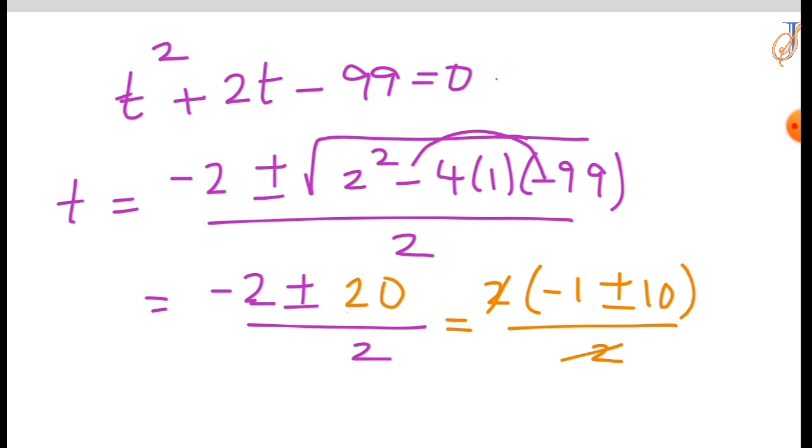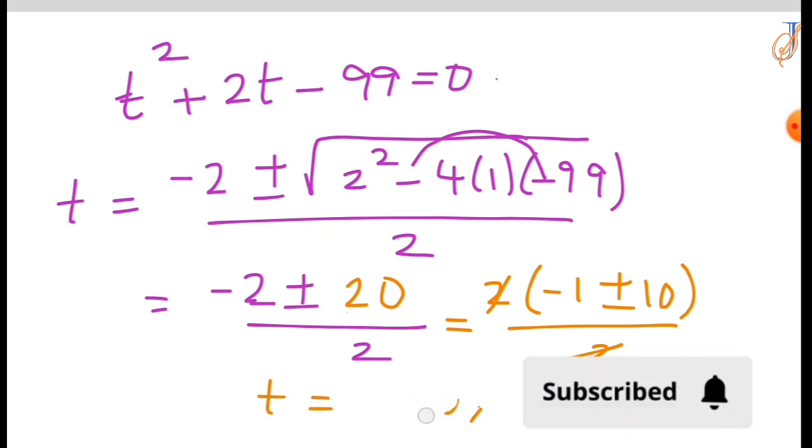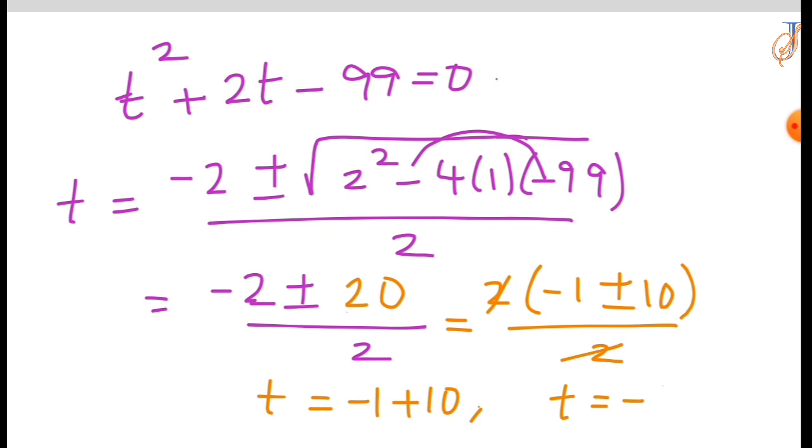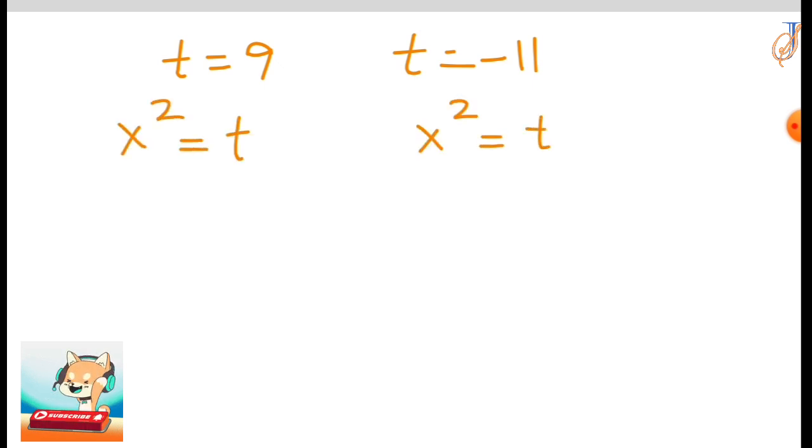Taking 2 as common, you are left with −1 plus or minus 10 over 2, and this 2 and this 2 get cancelled. So you will get −1 + 10, which gives +9. The other solution is −1 − 10, which gives −11. So our t values are t = 9 and t = −11. Now substitute back, we considered x^2 equal to t. Take t as 9, then x equals plus or minus 3.